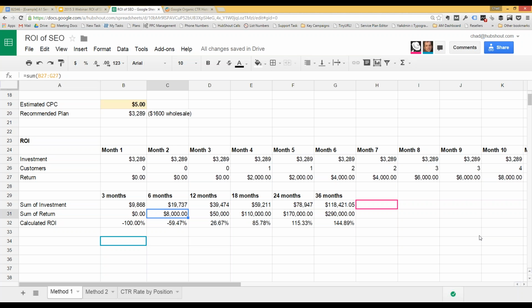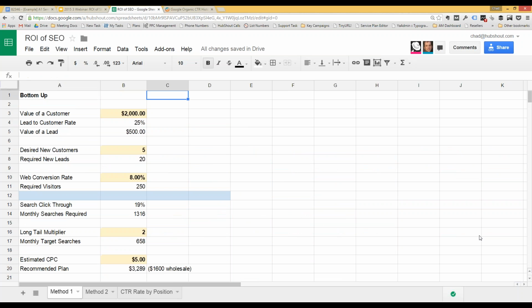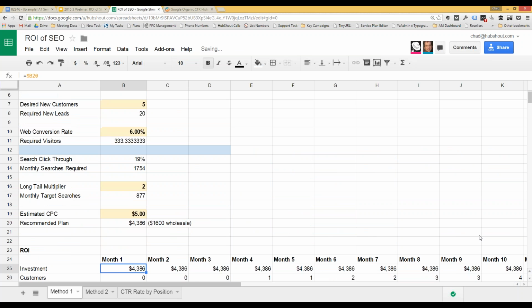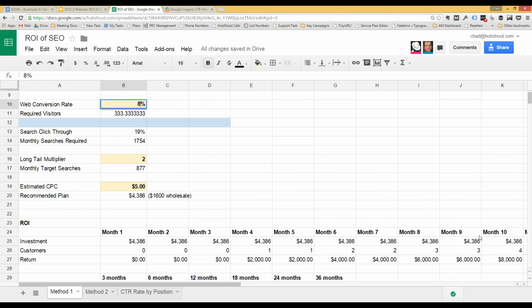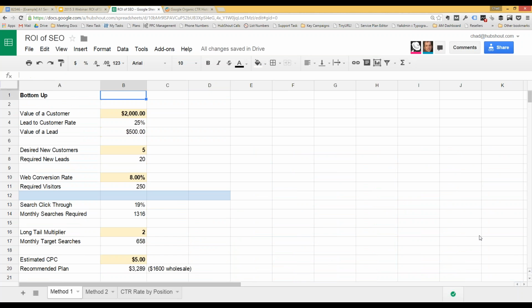I'm just looking at some of the questions that have come in here, and a lot of this comes back to the fact that this model is sensitive to all these inputs. Like I said, if your website conversion rate is 6%, let's look at what happens. Now you've got to get to 18 months before you're positive, because those customers didn't come as quickly as you wanted. So it is very sensitive to some of these input parameters, and you have to go through and plug some of this data in.